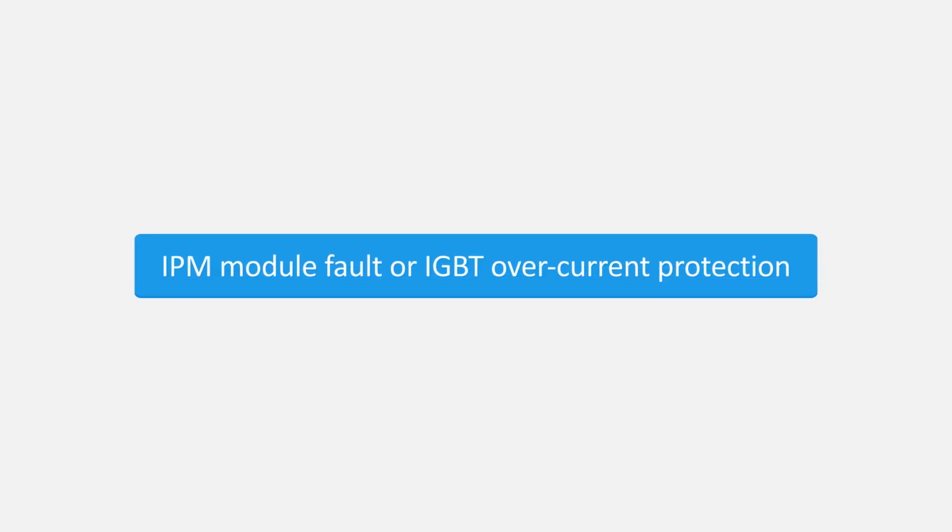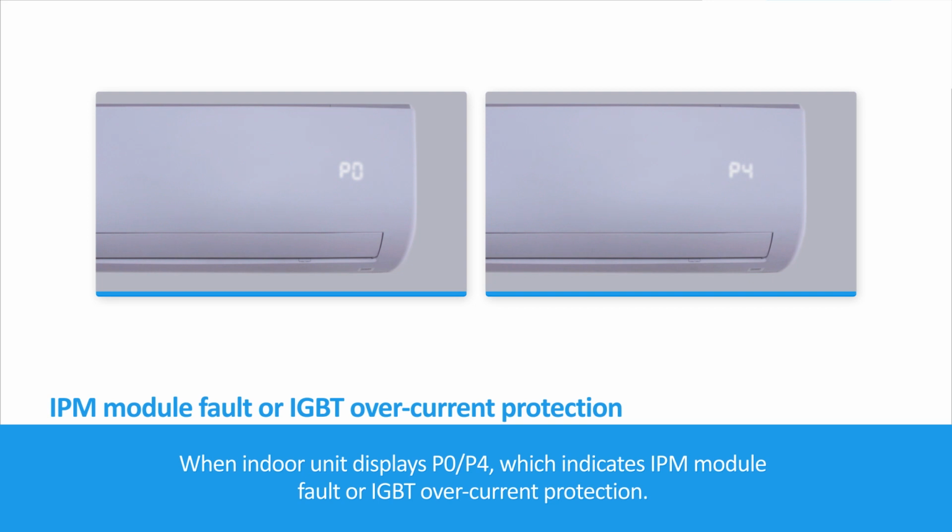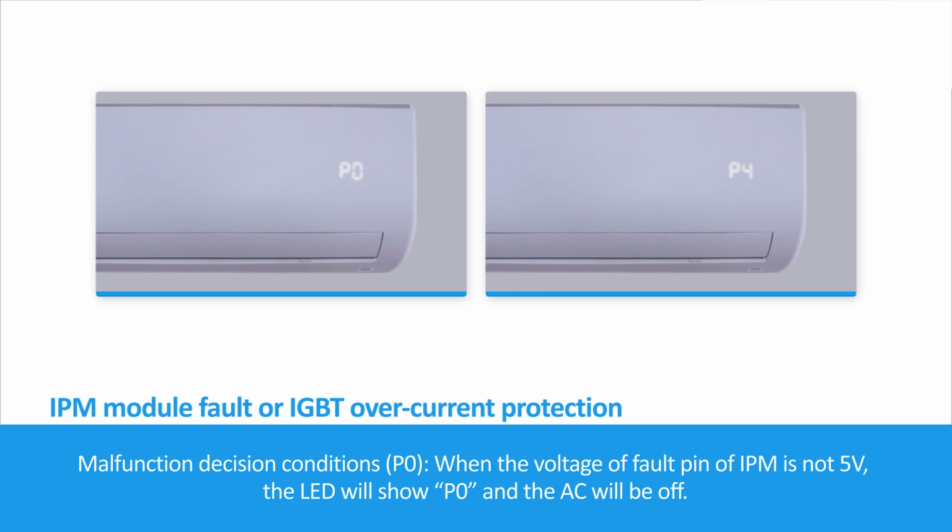IPM module fault or IGBT overcurrent protection. When the indoor unit displays P0 or P4, which indicates IPM module fault or IGBT overcurrent protection. Malfunction decision conditions P0: when the voltage of the fault pin of IPM is not 5 volts, the LED will show P0 and the air conditioner will be off.